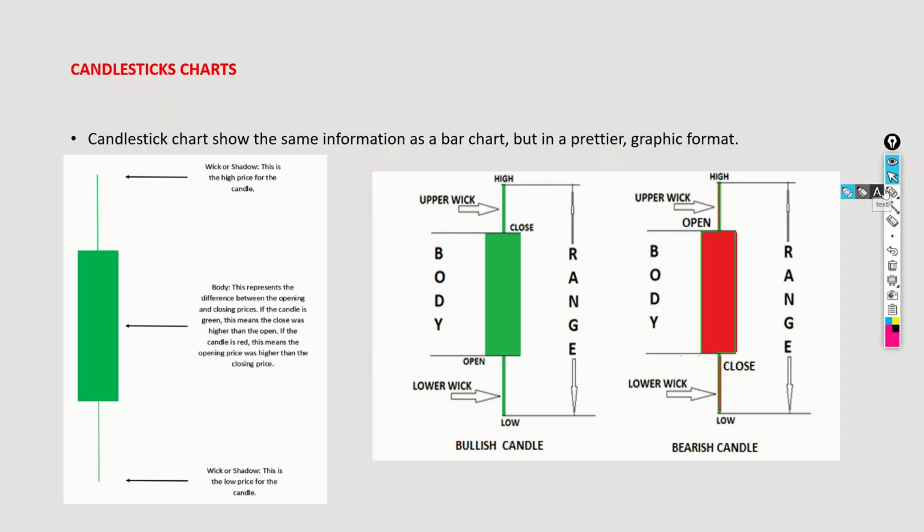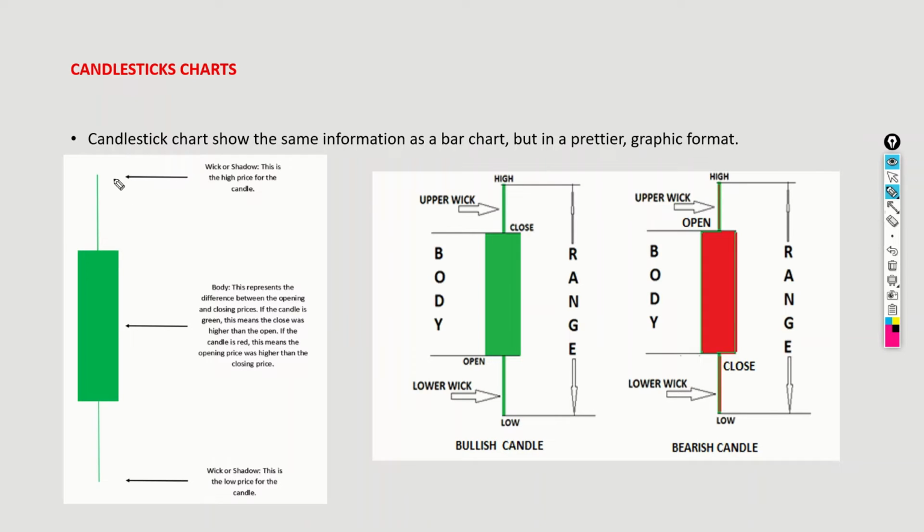So we are going to look at candlestick charts. Candlestick charts show the same information as a bar chart, but in a prettier graphic format. There is no big difference. When you look at this, this is what we call a candle. This is a candle, this is a candle, and this is a candle.